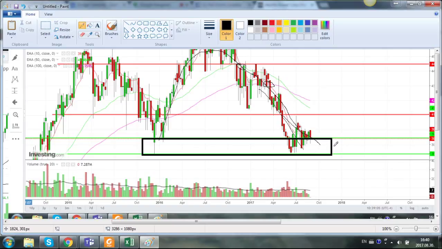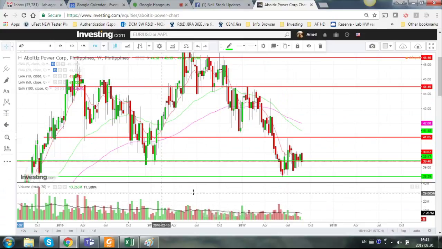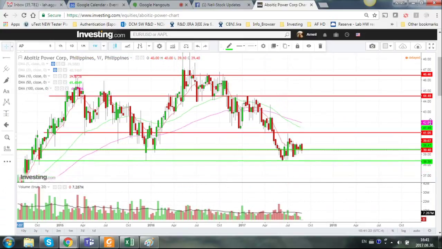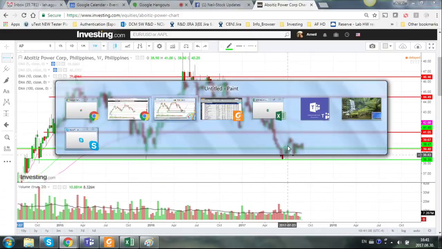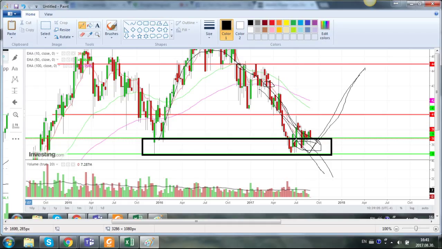Ang babantayan na lang natin kay AP na hindi siya magtuloy-tuloy ng ganyan. But of course, this is a possibility to bounce back. Now, ano ba yung strategy natin kung ganyan ang situation na may possibility na bumaba pero may possibility na bounce back? If I am the one who will trade with this, I will use a stop loss. I will buy somewhere here at this range.